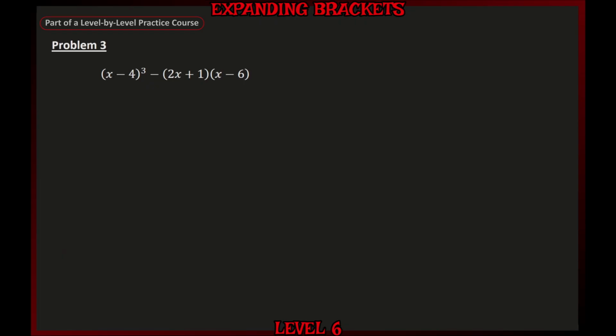In problem 3, we're expanding and simplifying x minus 4 cubed minus 2x plus 1 multiplied by x minus 6. To start, we need to be careful with the minus in the middle, because this minus is actually a minus 1, and that minus 1 is multiplying the bracket that it's next to, so we need to remember that when we expand. We can also rewrite x minus 4 cubed as x minus 4 multiplied by itself and then multiplied by itself again, because that's what cubing a bracket does.